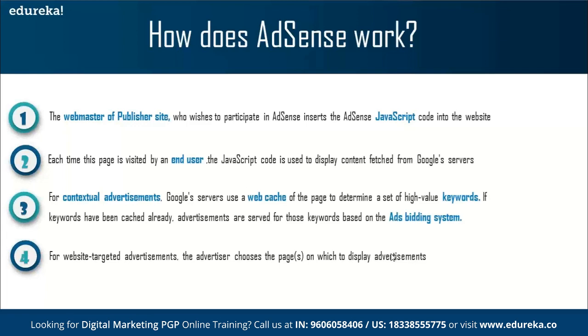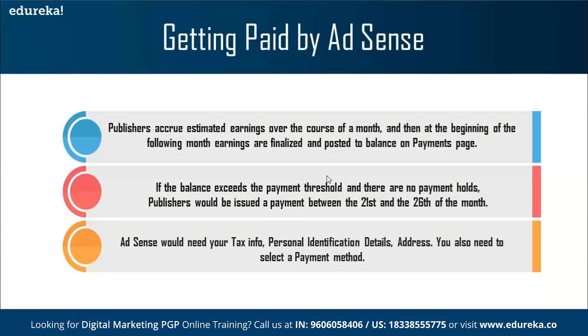Let's understand how the publishers get paid using AdSense. The AdSense payment cycle is monthly. Publishers accrue estimated earnings over the course of a month, and then at the beginning of the following month, their earnings are finalized and posted as a balance on the payments page. If the balance exceeds the payment threshold and if there is no payment hold, publishers will be issued a payment between the 21st and 26th of the month.